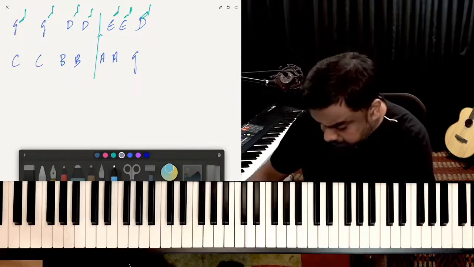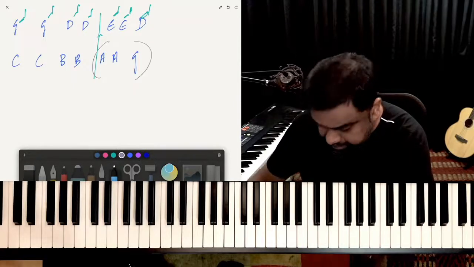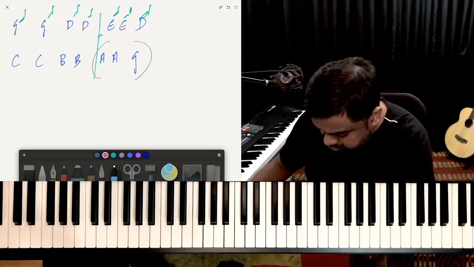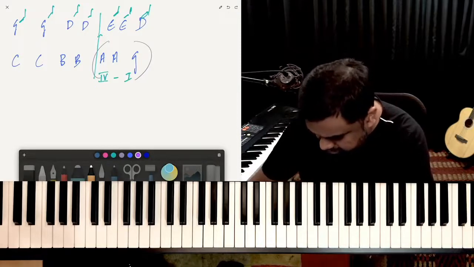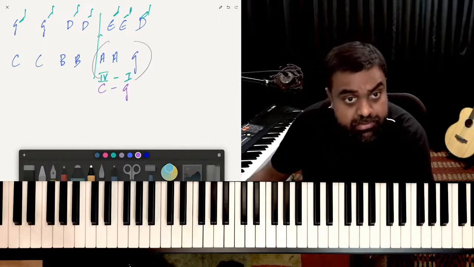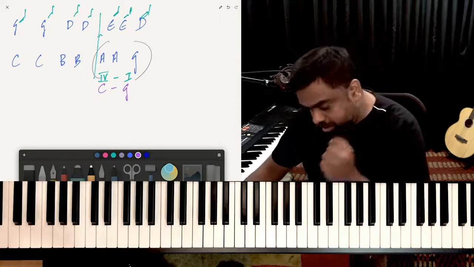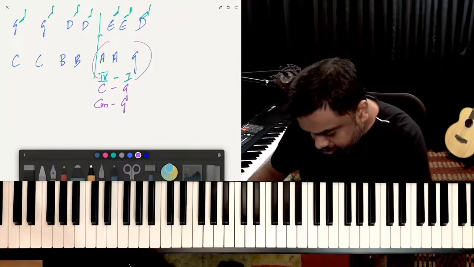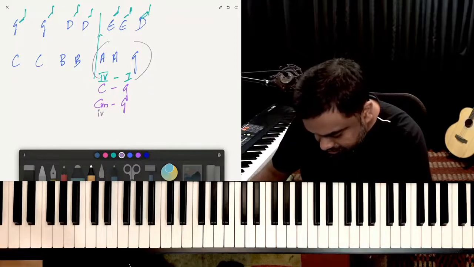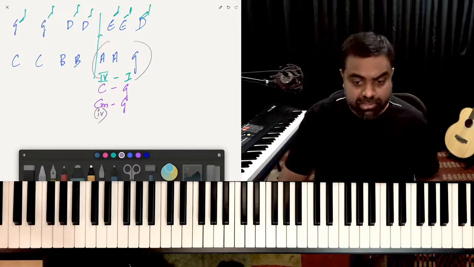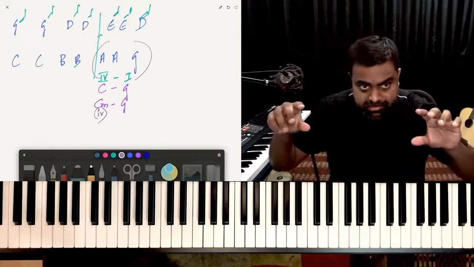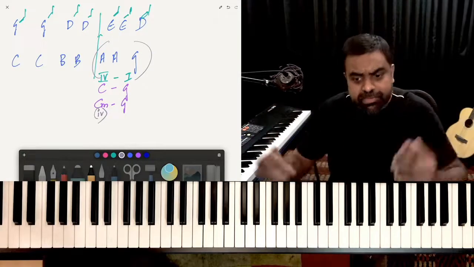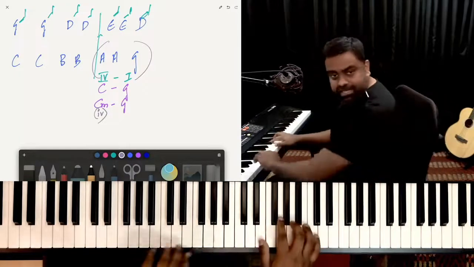Now let's say I want to add a plagal cadence here. So you say, okay, what's the plagal? 4 going to 1. What's the 4 going to 1? That would be C going to G. But what you could also end up doing is a C minor going to G, which is like a borrowed chord. We call this a borrowed chord. You've borrowed it from the parallel minor scale of the G. G minor scale, exactly.